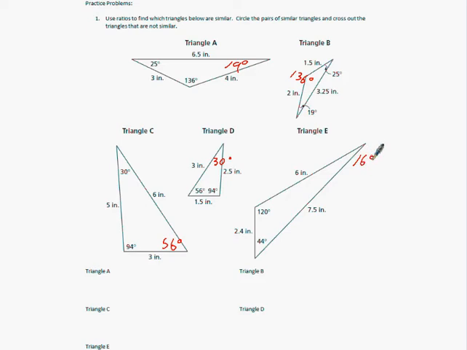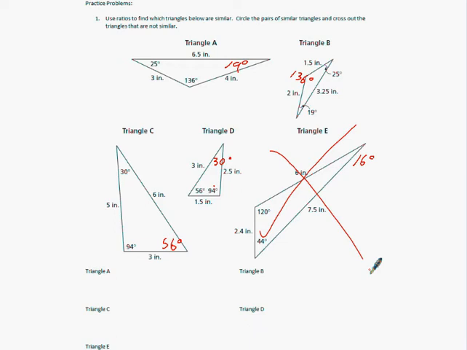Alright, let's take a look at our angles. 20, 19, 136, 20, 19, 136, those have potential. 30, 94, 56, 30, 94, 56, those two have potential. 120, 44, 16 can't be similar to anything. So let's focus on the ones that can.